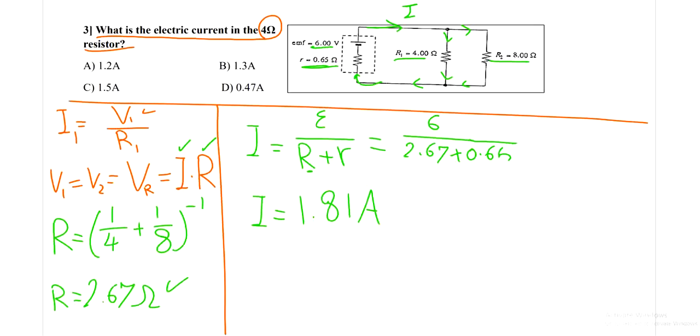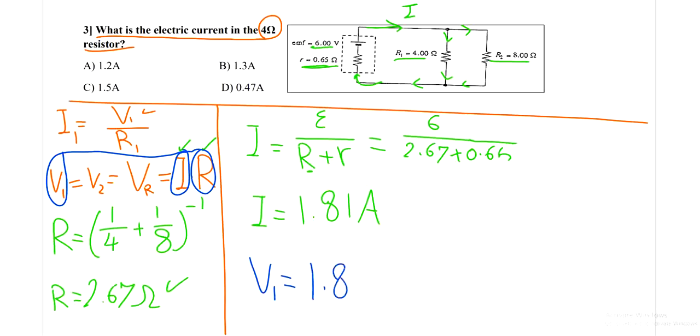So now I can find the V1 because I have the current, I have the resistance here, so I can find the potential difference in the 4 ohm resistance. So V1 equals I, we got it, 1.81, multiplied by the load resistance, 2.67. I multiply these two numbers and I get 4.83 volt. Okay, I didn't finish yet. Now we got the V1.